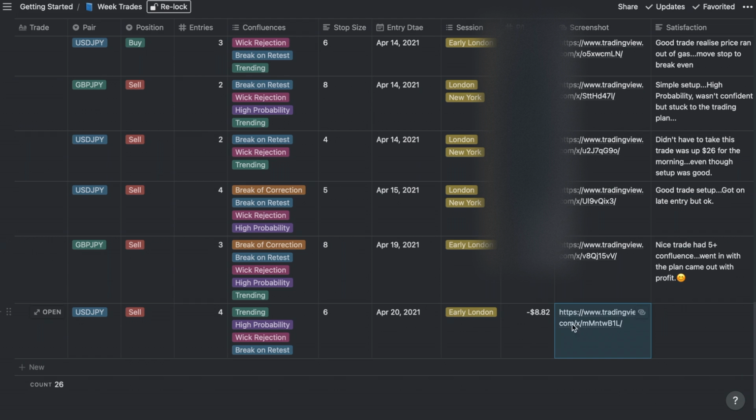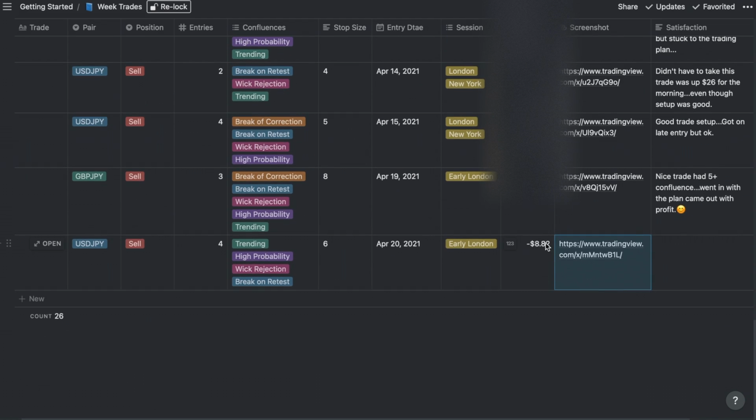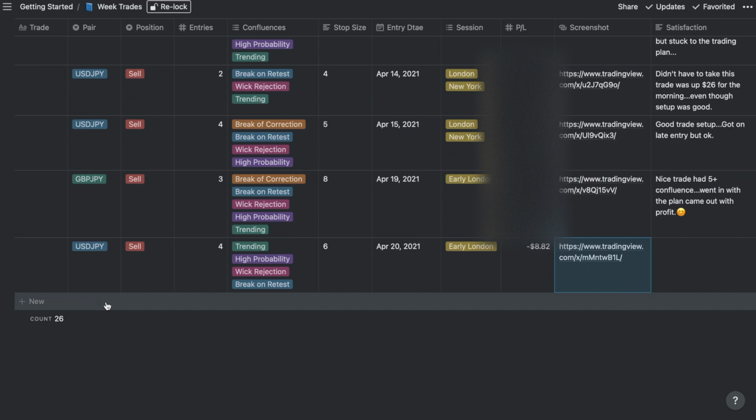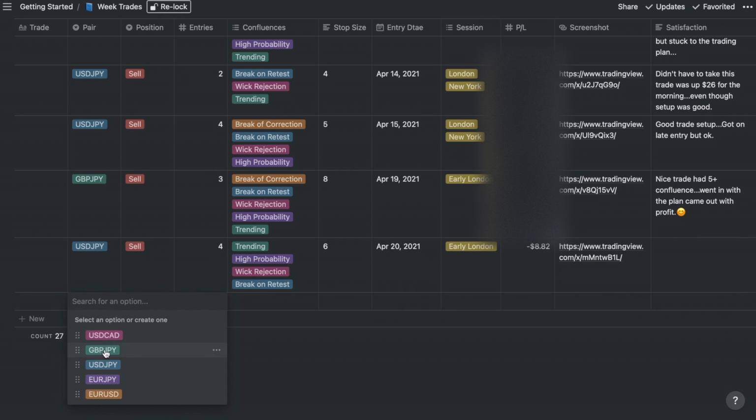Now we could go on journal. Had this small loss. This was the USJPY trade. We had $8.82 loss on this trade. This is how the trade looked. So now we're gonna journal this GJ trade. GJ for the buy. Same 4 entries.